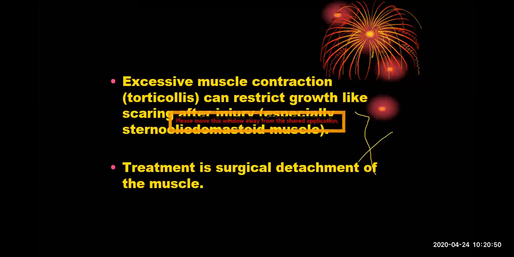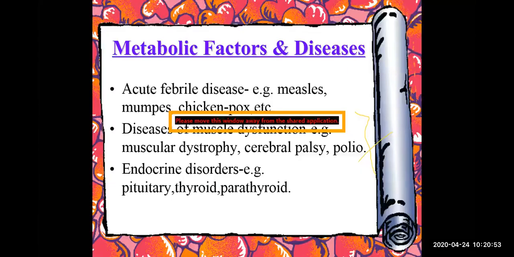So the metabolic factors and diseases. Okay, this is also the different, the measles, mumps, chickenpox, all these febrile diseases. Then you have the different polio, all these things. Okay, then you have, of course, the endocrinal disorders. It is very, very high nowadays in the younger generation. The thyroid, parathyroid problems. Hypothyroidism you will see very young now. In the teens itself, there is hypothyroidism.